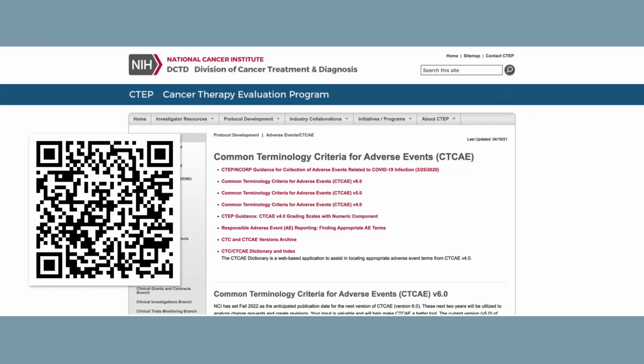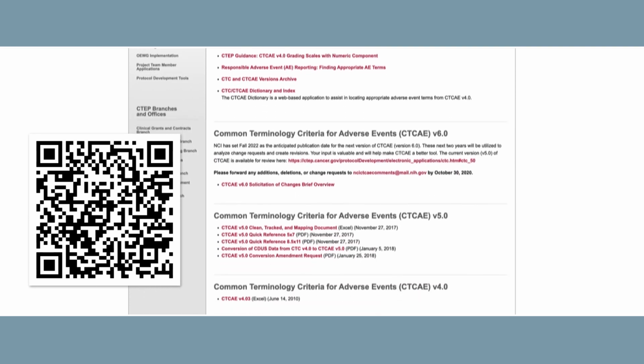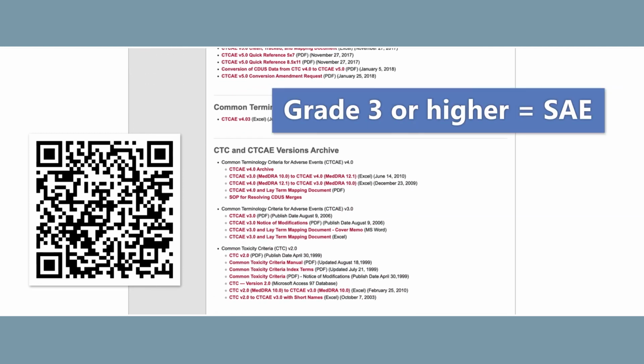If you are unsure an event should be considered serious, a helpful reference is the National Cancer Institute's Common Terminology Criteria for Adverse Events, or CTCAE. This document provides an extremely detailed directory of AEs with graded levels of severity. Events assigned grade 3 or higher are generally deemed serious.